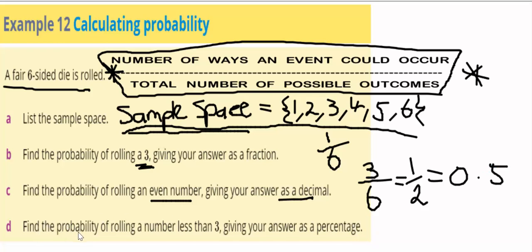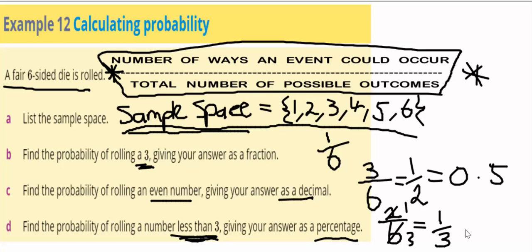Last one, find the probability of rolling a number less than 3, and this time give your answer as a percentage. Be careful, this is less than 3, not less than or equal to 3. So the only options we've got there are 1 or 2. It's got to be less than 3. The number of ways an event could occur is rolling a 1 or a 2, so that's 2 out of the total possible number of outcomes, which is 6. 2 out of 6, which simplifies to 1/3. 2 goes into 2 once, 2 goes into 6 three times, so 1/3.